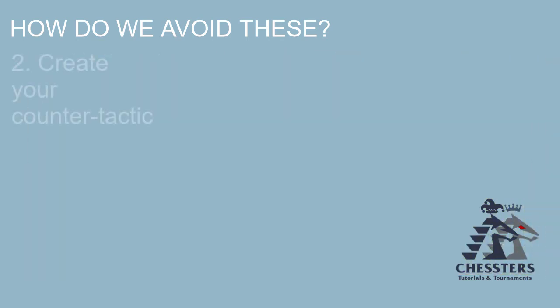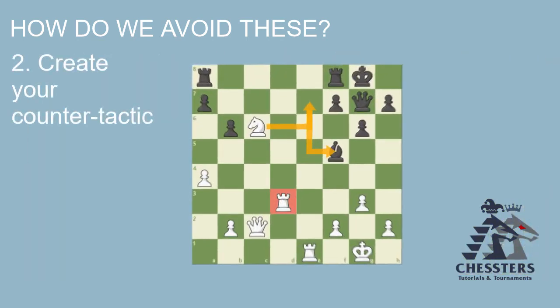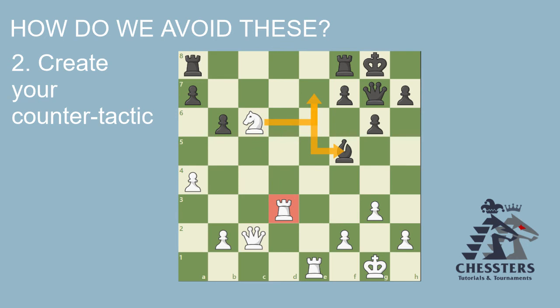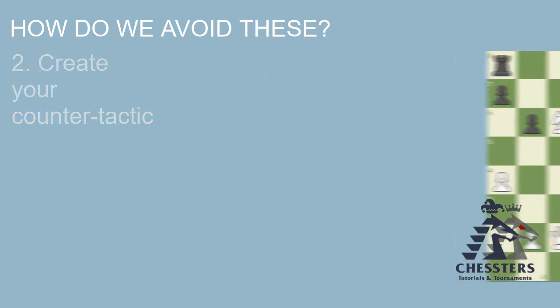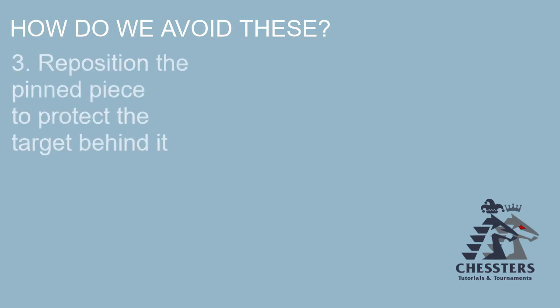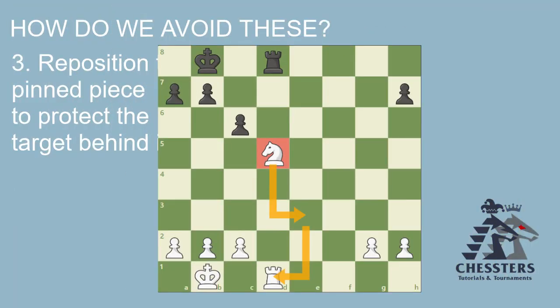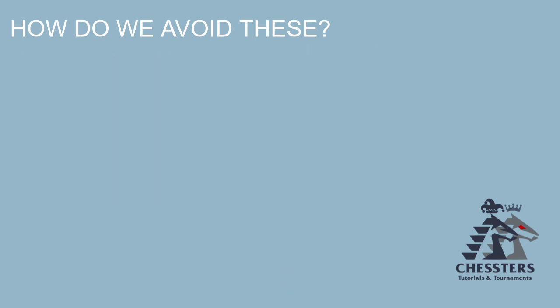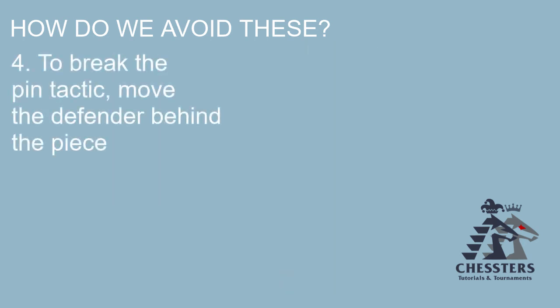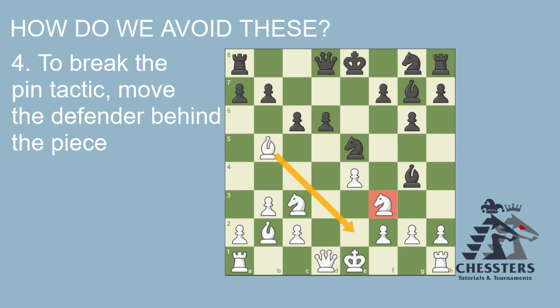Second, we can use a counter tactic to remove the piece used for pinning. Third, we can move the pinned piece to protect the target behind it at the same time. Note that this is only applicable if the pinning piece has the same value as the piece that is protected, or if the other options cannot be applied. Last would be to move a defender in between the pinned pieces to break the pin tactic.